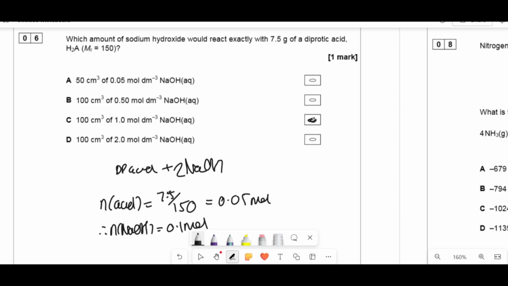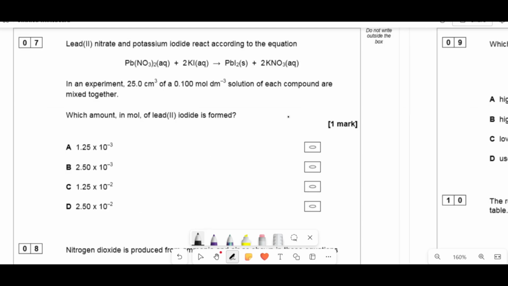There you go. So lead nitrate and potassium iodide react according to this equation. Fine. It says in an experiment, 25 cm³ of a 0.1 mol/dm³ solution of each of these are mixed together. What amount of lead iodide is made? So real quick, n equals cV, so just quickly work that out. It would be 25 over 1,000 times 0.1, which ends up giving you 2.5 times 10 to the minus 3 moles of both of these, right?